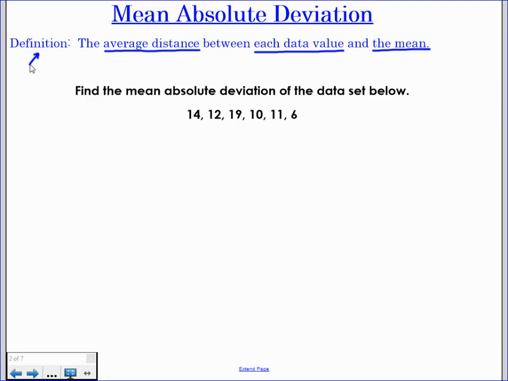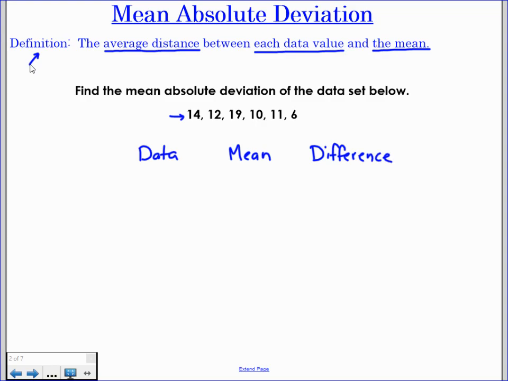So let's take a look at our first set of data and find the mean absolute deviation of this set of data. The easiest way that I have learned to do this is to make a table. I'm going to make a 3-column table. The first column is going to be data. The column in the middle is going to be titled mean, and the third column is going to be the difference column.